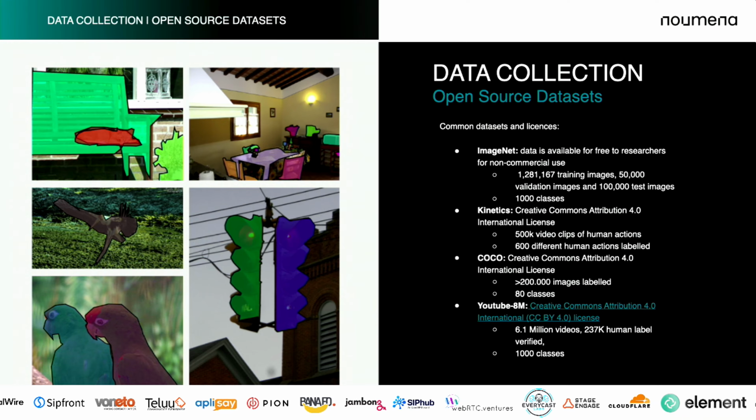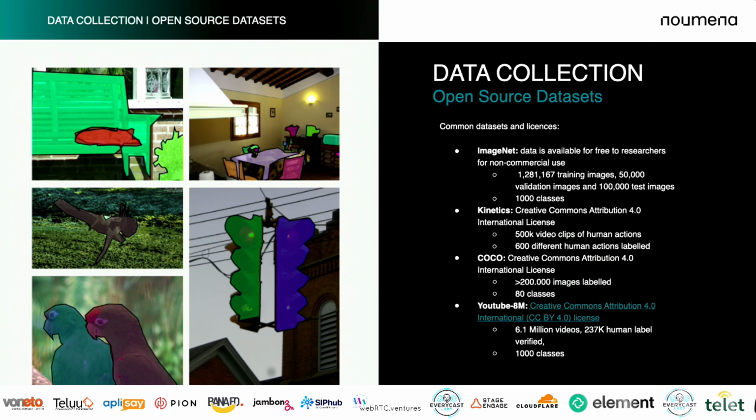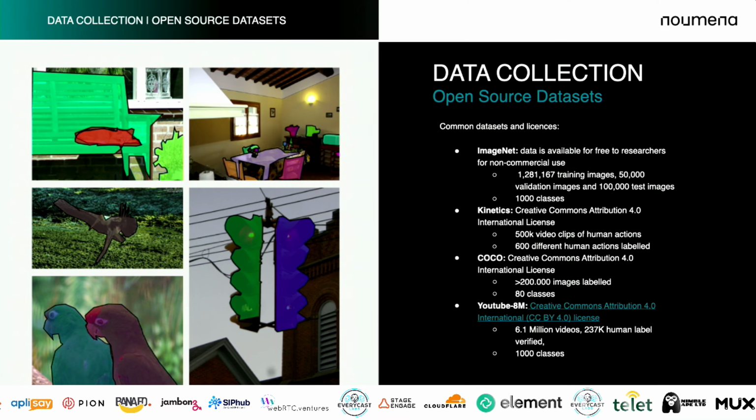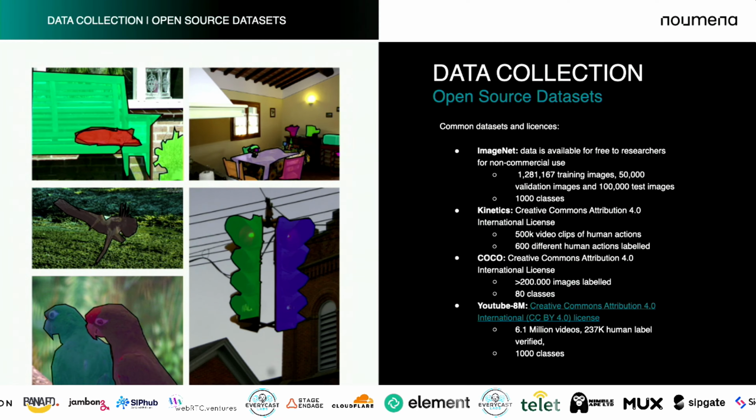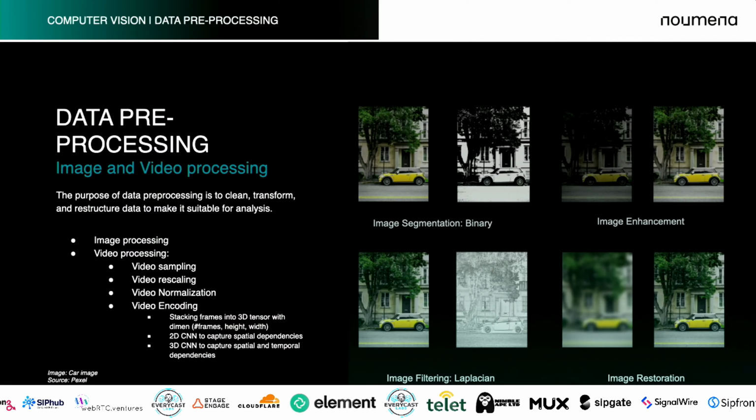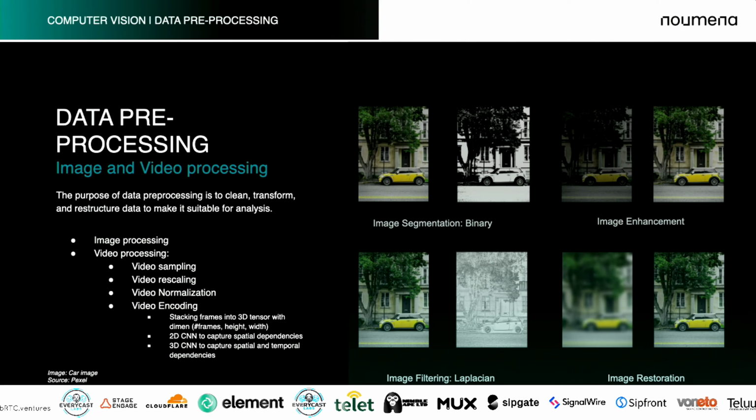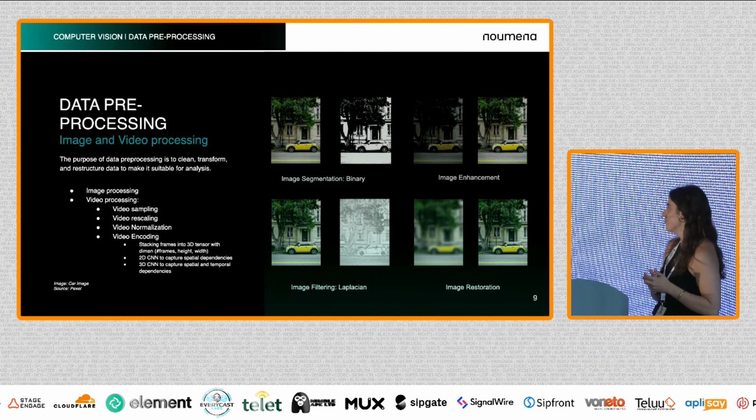And then you can see the images of the COCO dataset itself. They are nice images and they are very well labeled. Okay, now that we have the data collection, you go to the next step, which is data preprocessing.